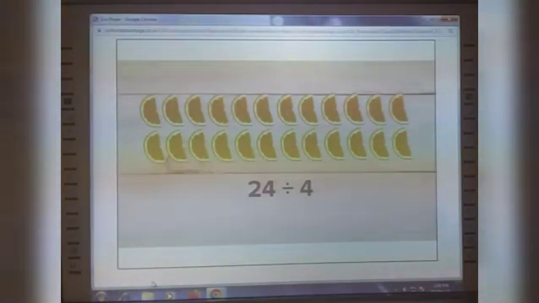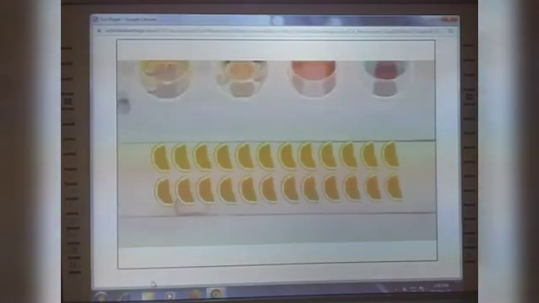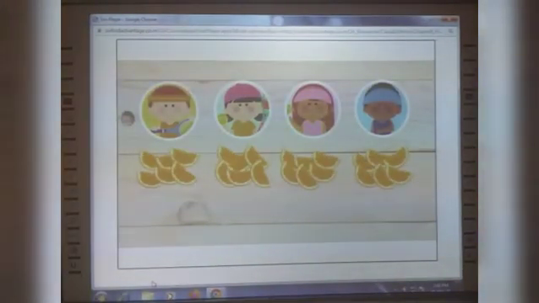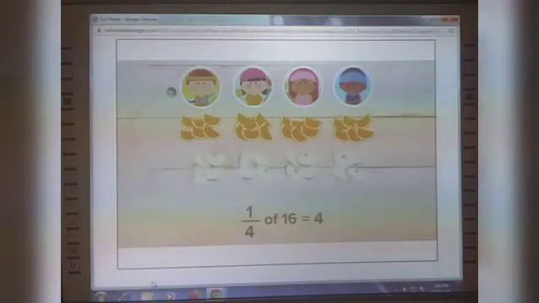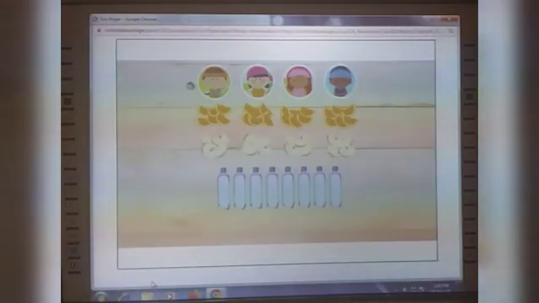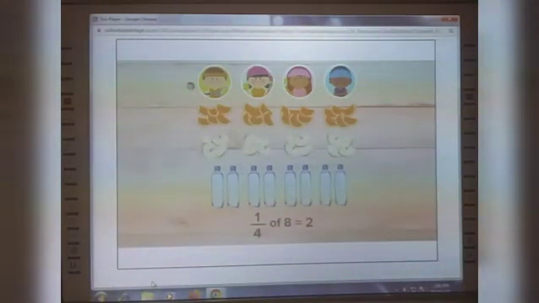24 divided by 4 equals 6. That means each player will have 6 orange slices. What about the apple slices? Each player gets to have 4 slices of apple. And let's not forget about the water to stay hydrated. There is enough water for each player to have 2 bottles.